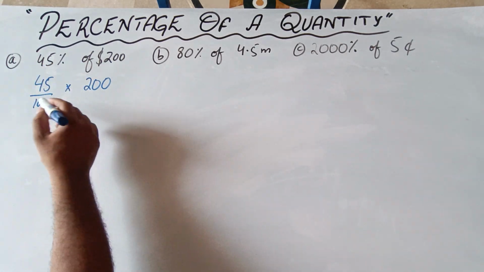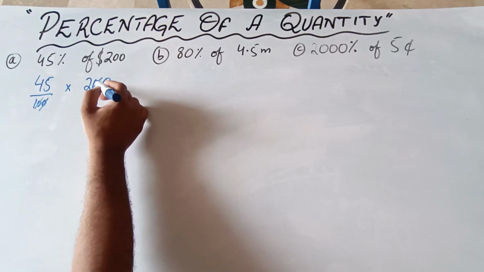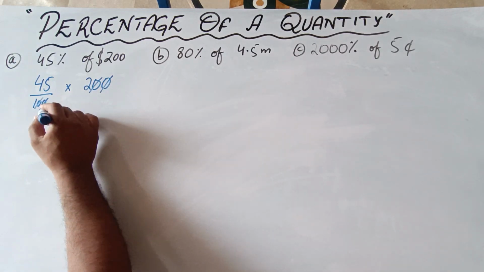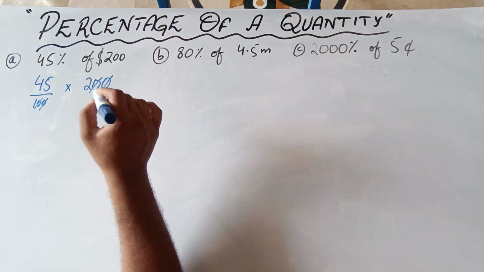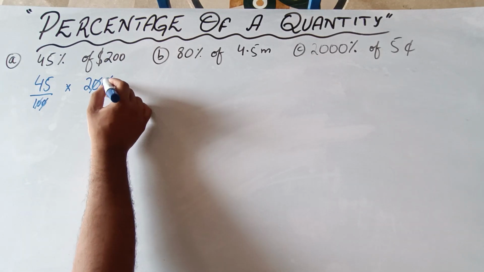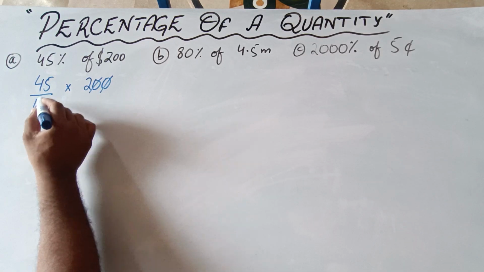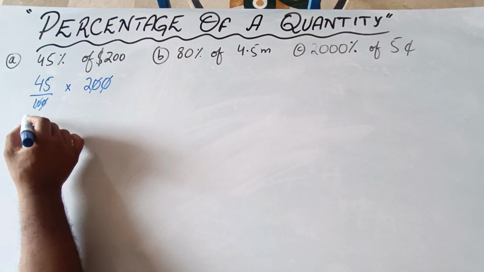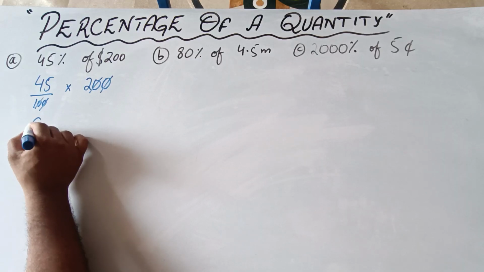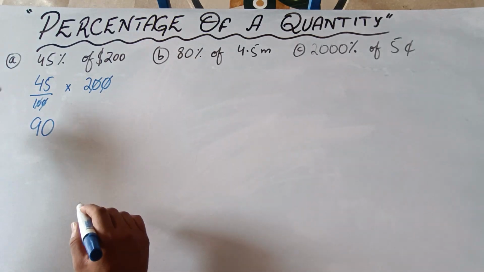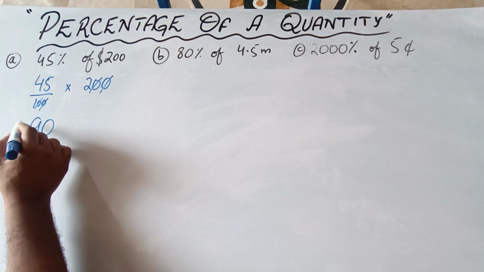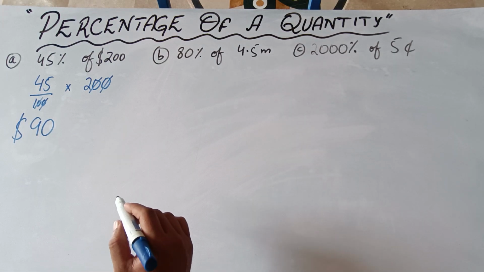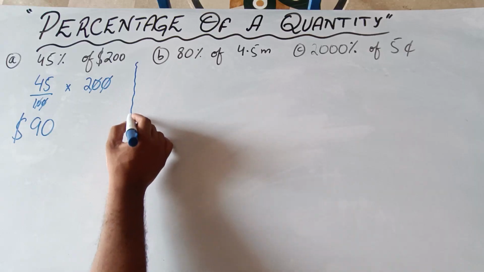Now do the cancellation. 2 zeros cancel out with 2 zeros, meaning divide by 100. 100 2s are 200, 100 1s are 100, so you will get 2 upon 1. In the denominator there is nothing, it's 1. So 45 times 2 is 90. So 45% of 200 is $90. We will put the unit as well. So this is how easy it is.